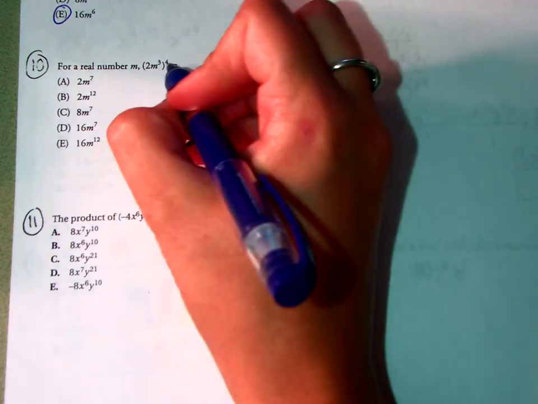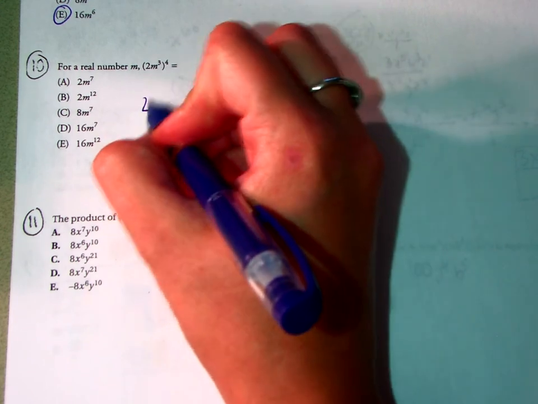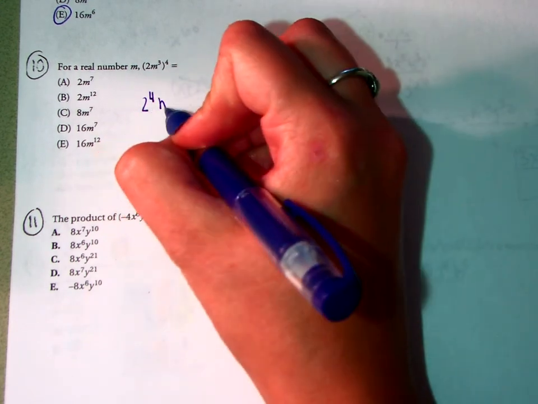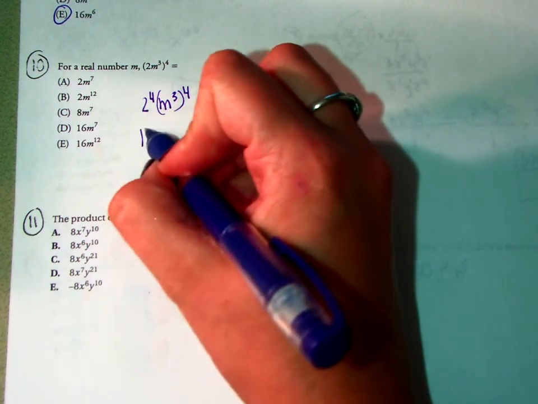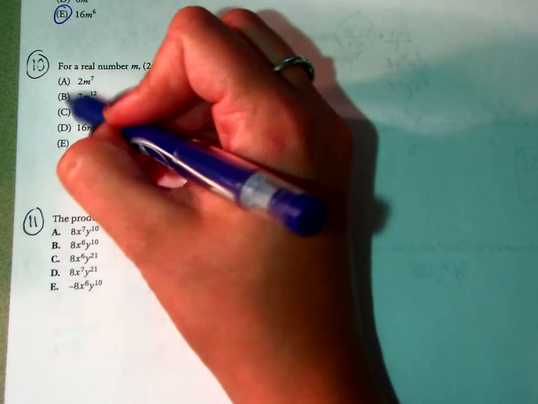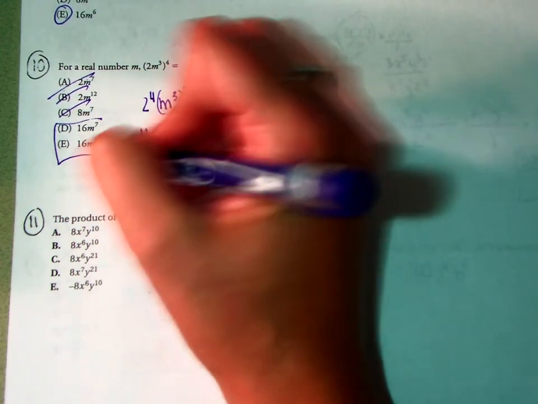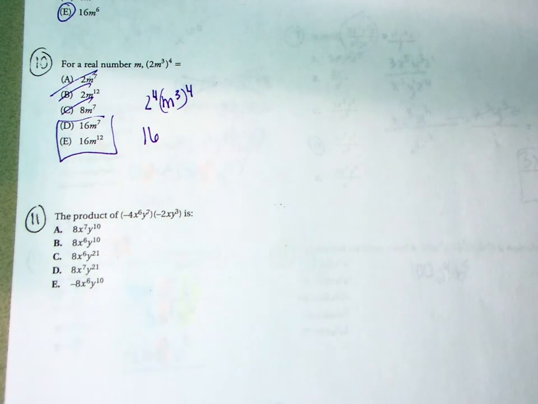All right, number 10. For a real number m, 2m to the third, all raised to the 4. We got this. The 2 is going to go to the 4, so I got 2 to the 4th, m to the 3 to the 4. 2 to the 4 is 16, so right off the bat, I got a 50-50 shot of doing it right just by knowing that 2 to the 4 is 16.